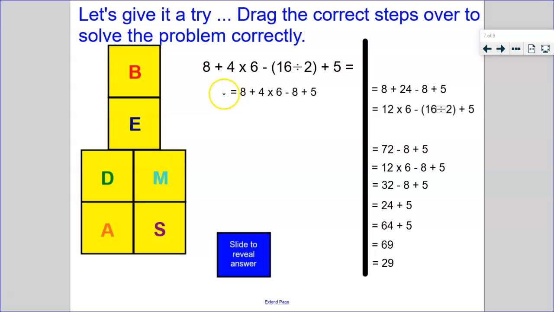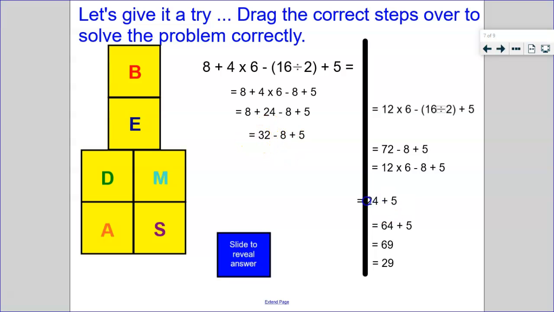Okay, I don't want this equal sign when you're actually writing these out. These won't be evident. Next, we've got multiplication. 4 times 6 is 24. All right, rewriting everything else out. Next, we have addition because it comes first. 8 plus 24 is 32. And then we have our subtraction first. 32 minus 8 is 24 plus 5. 24 plus 5 is 29. Now, if we would have done these in the wrong order, this is what would have shown up. So, very important to keep this correct.